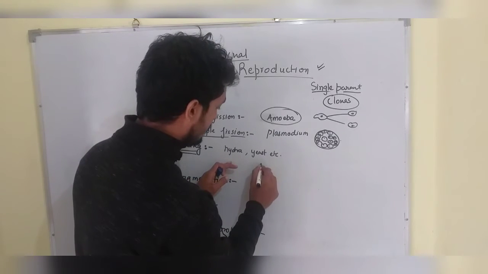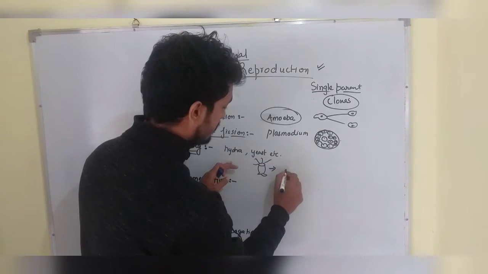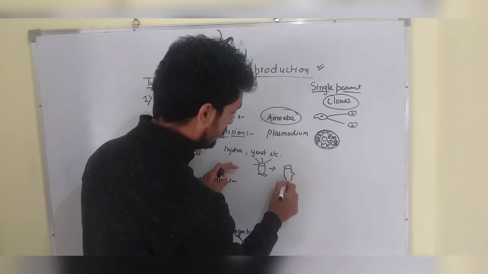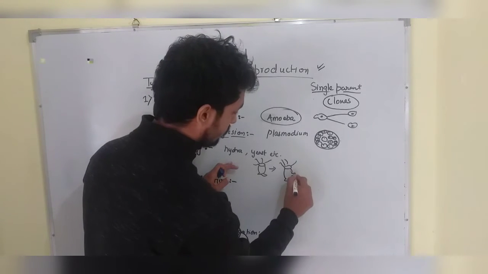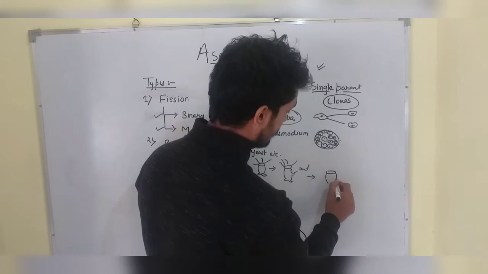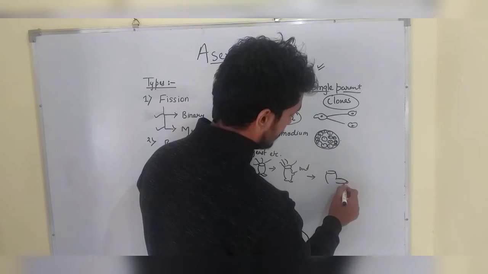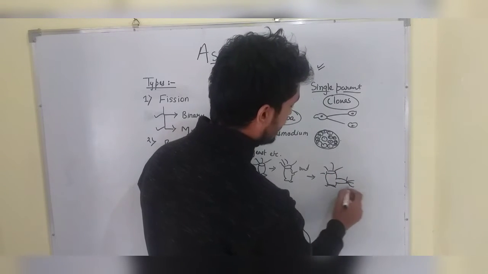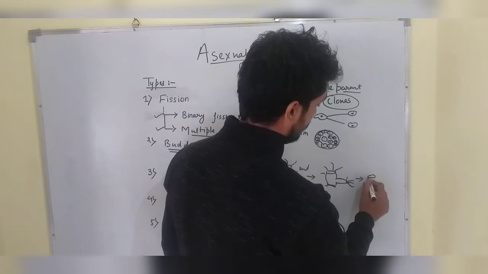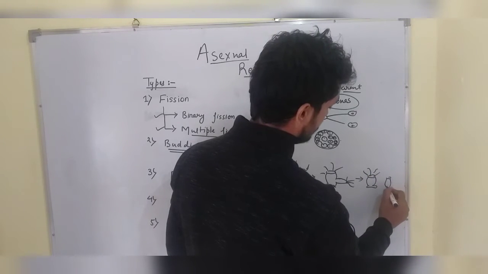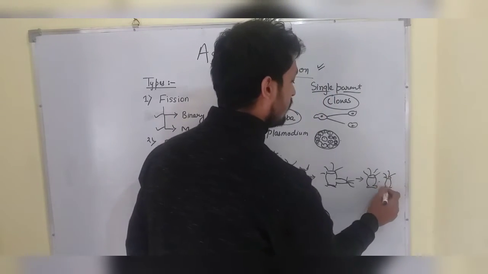For example, this is a hydra. When it is reproducing by the process of budding, what happens? A small bud occurs on the surface of the body, and eventually this bud grows into a new organism. After that it will separate from the parent body. So this is called the process of budding.